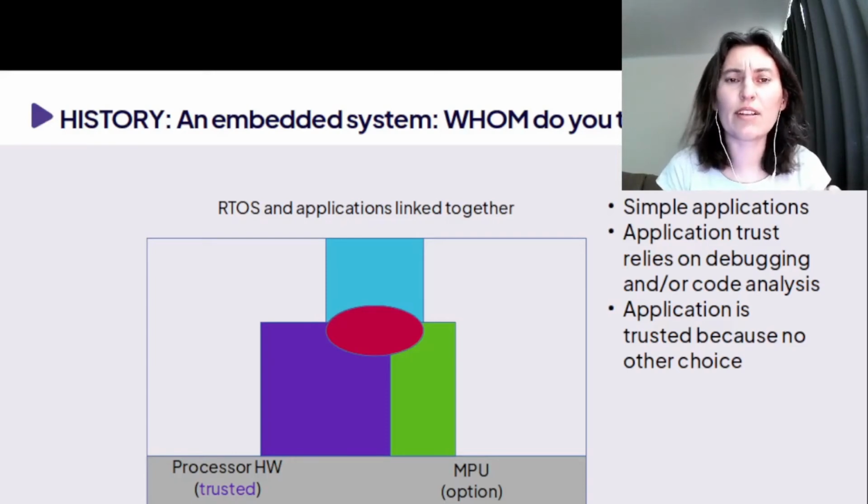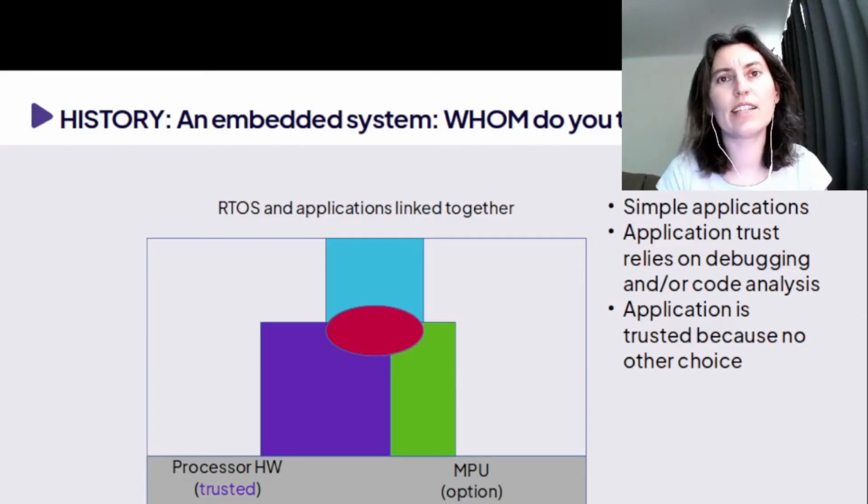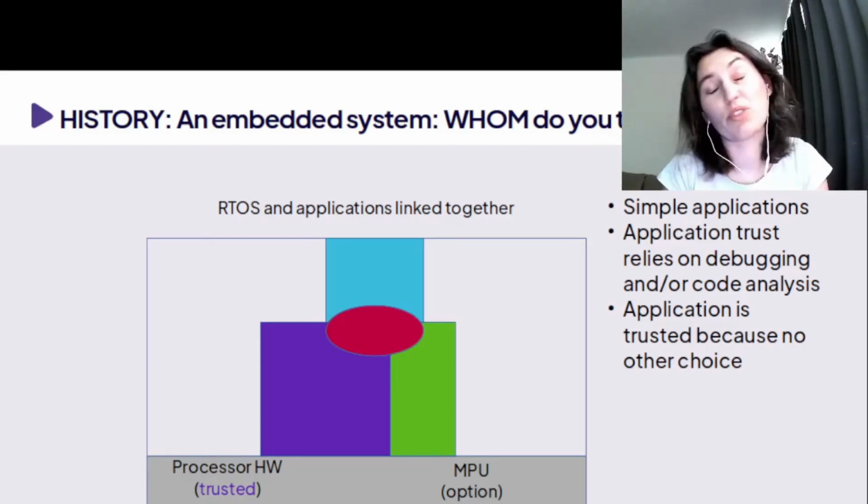This typical embedded system is running simple applications. And our trust on the whole product depends on heavy debugging, finding out in practice that the solution is working correctly, and analysis of the source code. But in addition, we trust it just because we really do not have another choice.